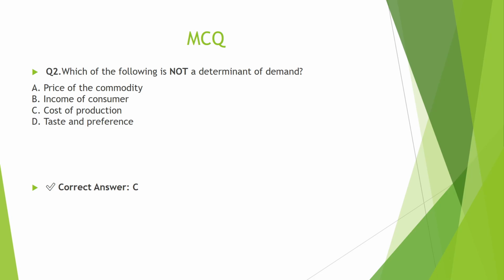Which of the following is not a determinant of demand? You have to opt for which is not a determinant. Price of a commodity, yes, it influences. Second is income of the consumer, yes, it also influences. Cost of production, so it's not a factor. Taste and preference is also a factor. So the correct answer is C. So let's move on.